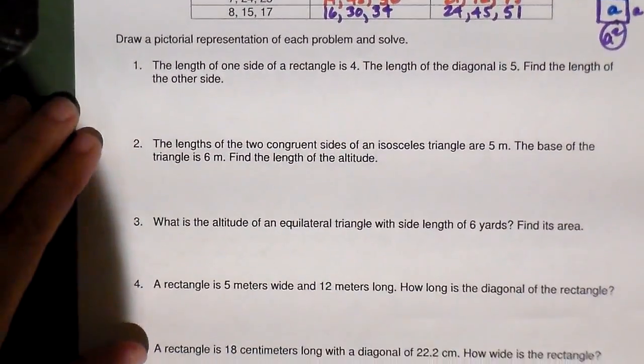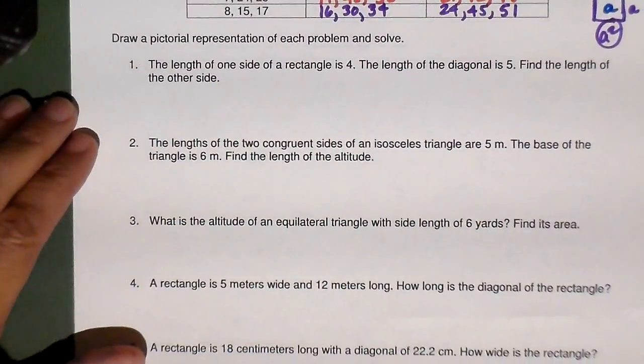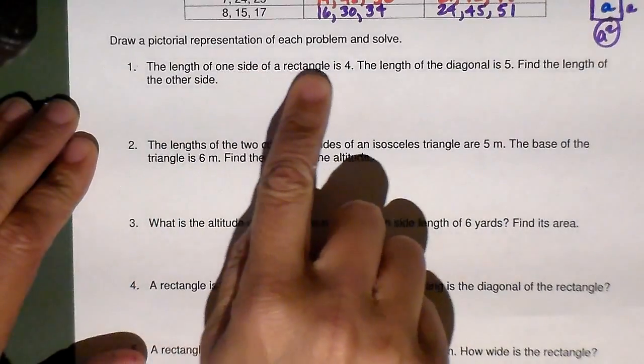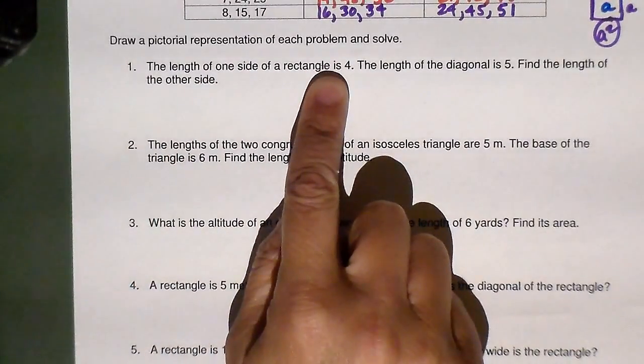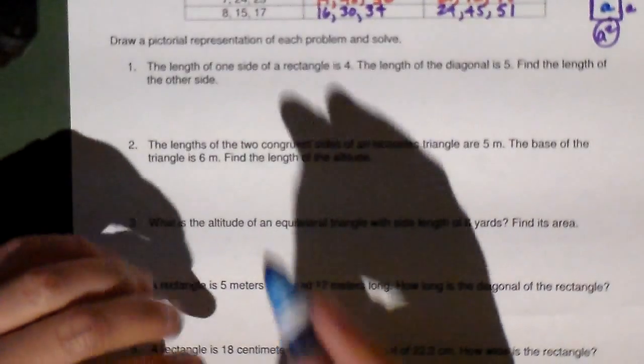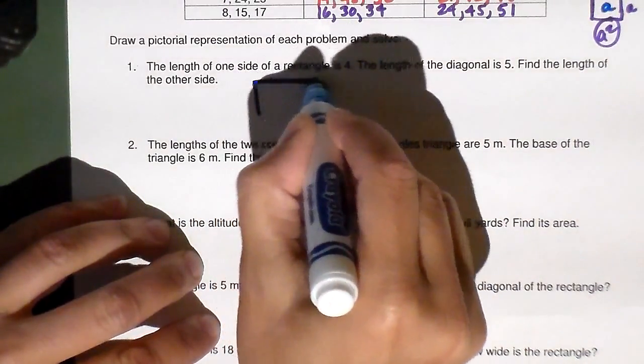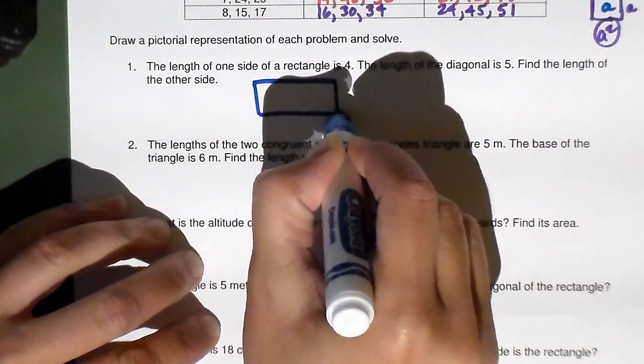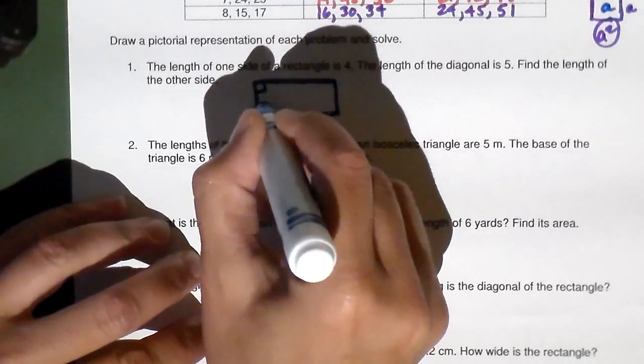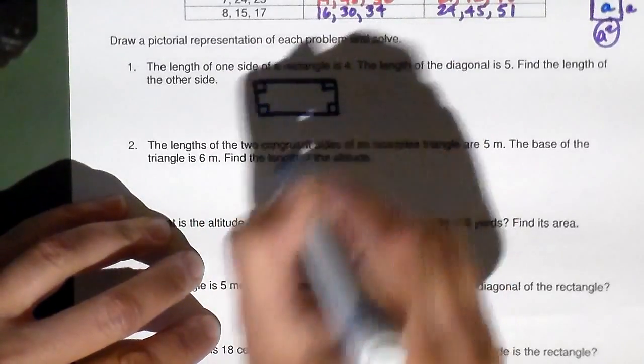Okay, so let's tackle some of these word problems here. The first one says the length of one side of a rectangle is 4. The length of the diagonal is 5. Find the length of the other side. Well, we're all artists, so we're going to draw a rectangle. Rectangle means that you have all right angles.